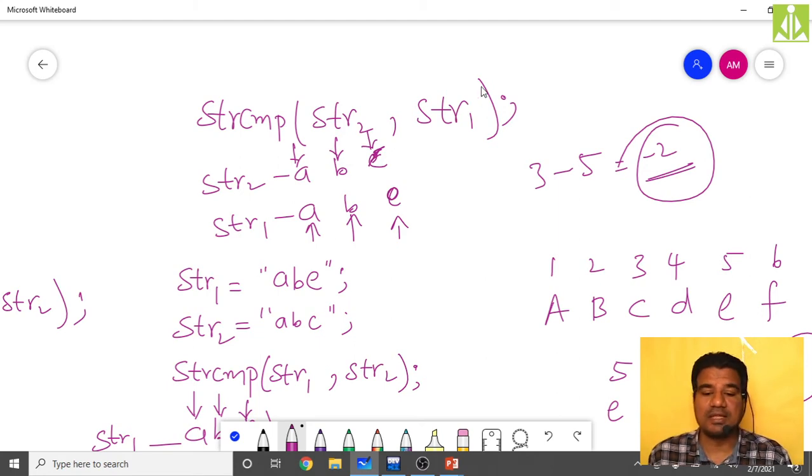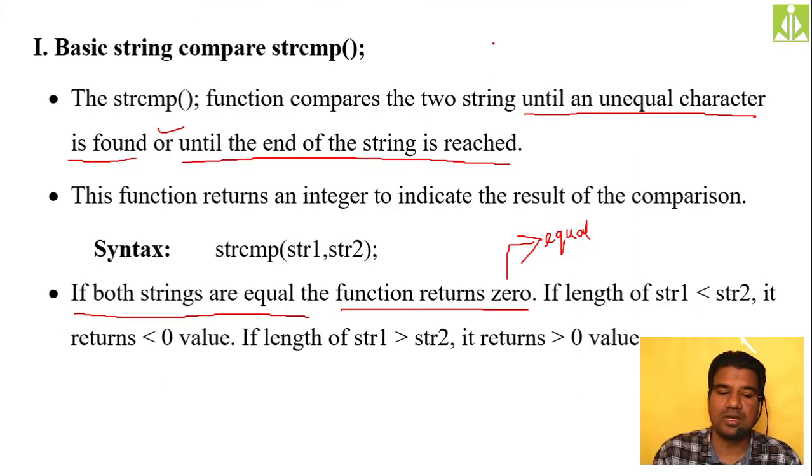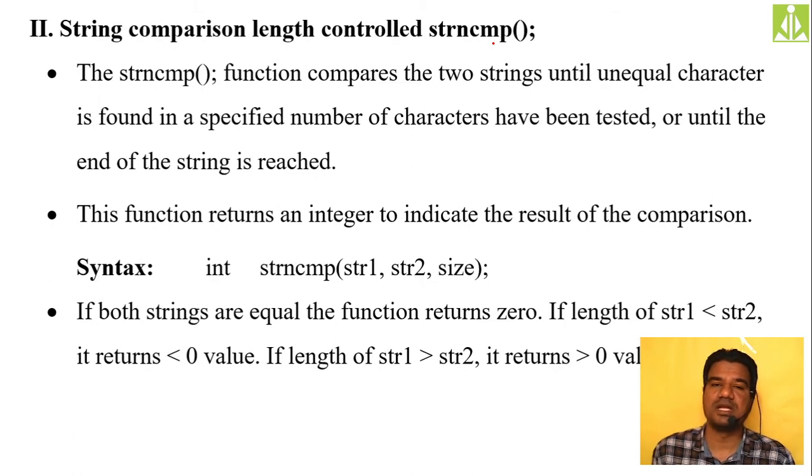Quickly, there is another one: string comparison length controlled, strncmp. It is very simple. Previously we also discussed strcpy and strncpy. Here also the same thing: strcmp, strncmp. Here you can put how many characters from both strings you want to compare. If you use the basic string comparison, it will compare the entire string, all the characters from the first string to the second. Here you can make the specification: I want to compare only the first three characters, or only the first two characters. There is flexibility to make the specification.